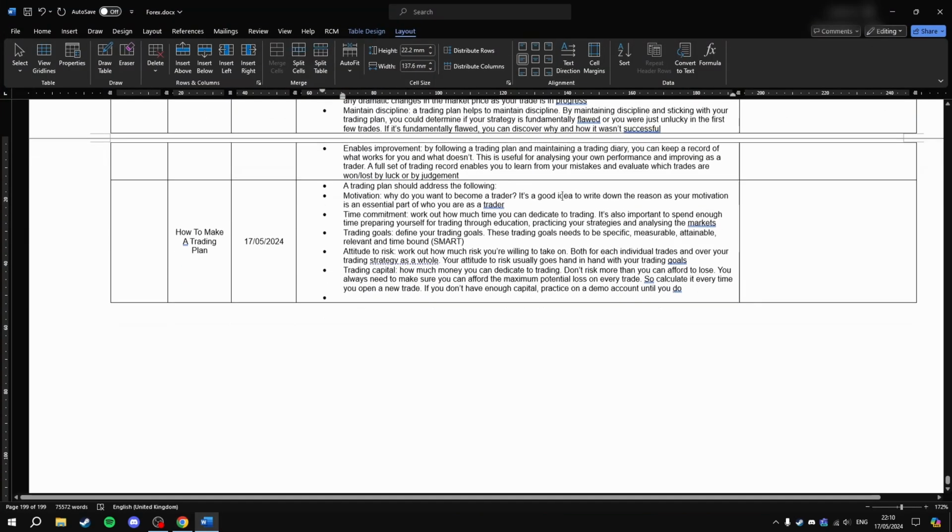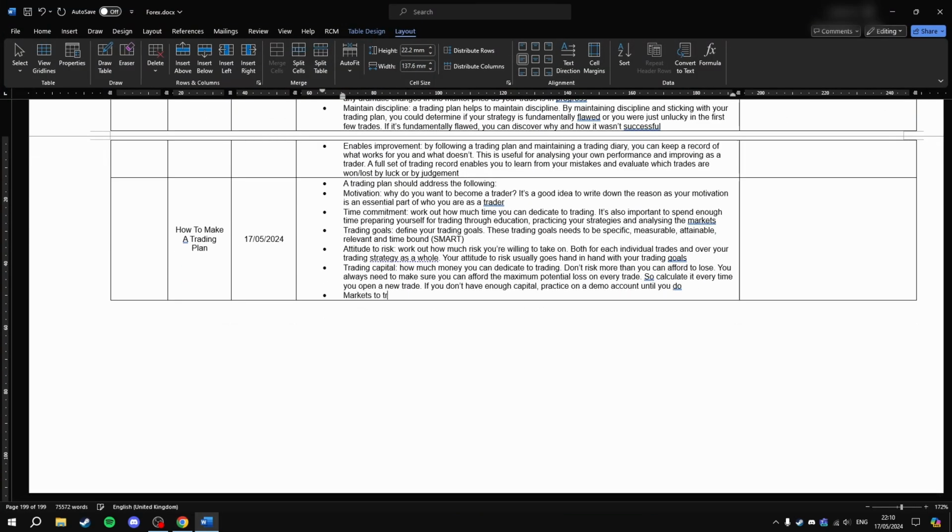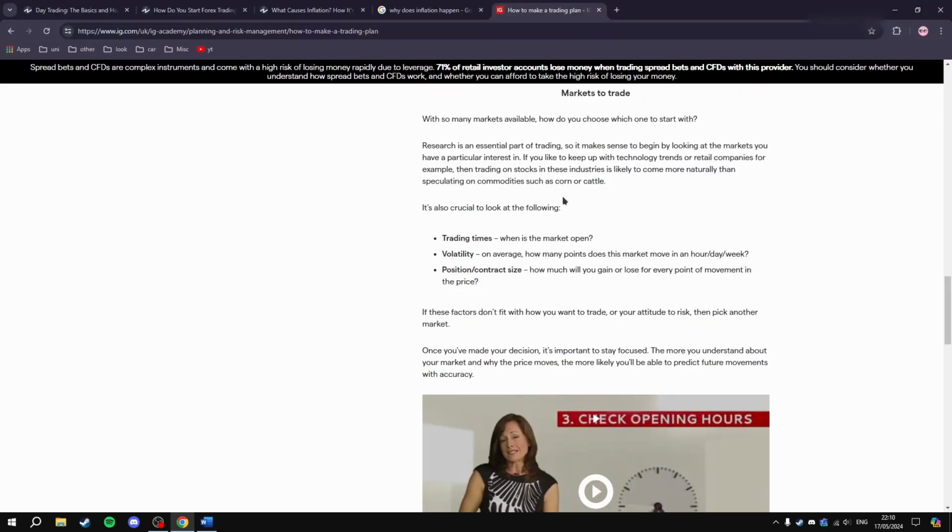Markets to trade. With so many markets available, how do you choose which one to start with? Research is an essential part of trading, so it makes sense to begin by looking at the markets you have a particular interest in. If you'd like to keep up with technology trends or retail companies, for example, then trading on stocks in these industries is likely to come more naturally than speculating on commodities such as corn or cattle.